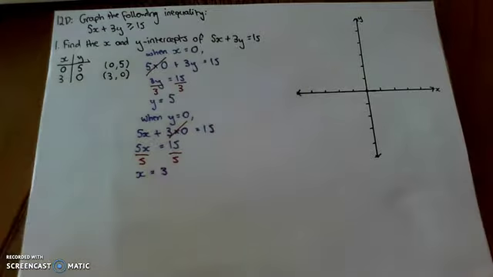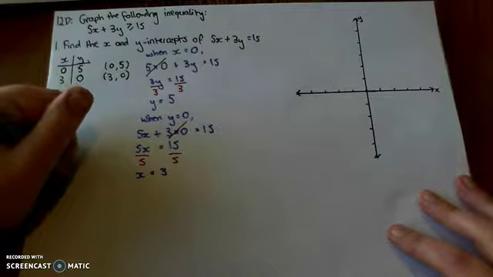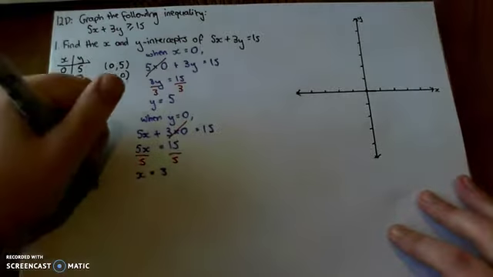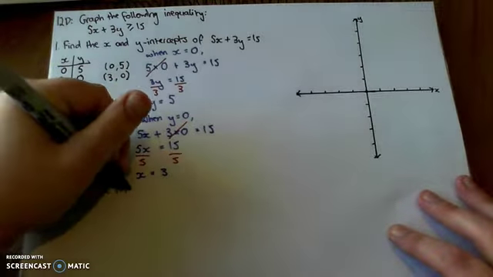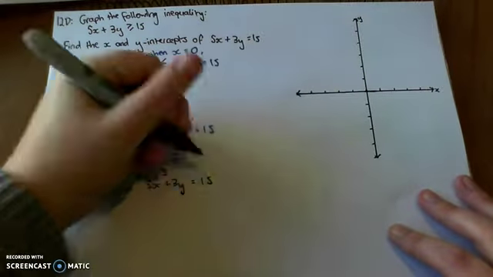So we can now go ahead and actually put those onto the graph, and that's the second thing that you need to do. We need to graph the line of 5x plus 3y is equal to 15.